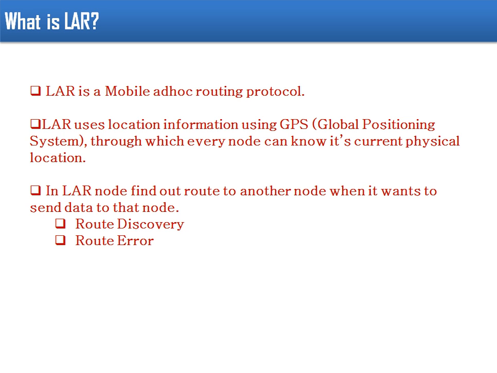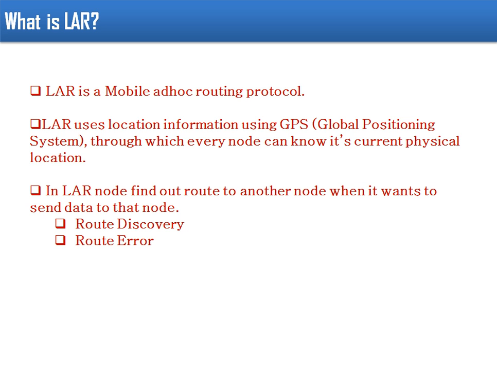So this is a brief of LAR. LAR is a mobile ad hoc routing protocol, location aided routing. Whenever a node wants to send information to another node, or if there is an error in a saved route, the node will initiate a route discovery process through which it will find the destination node. And here GPS is used through which every node can know its current physical location.